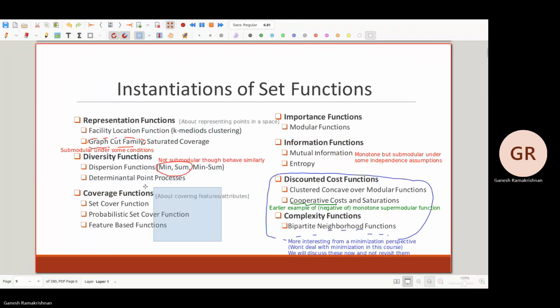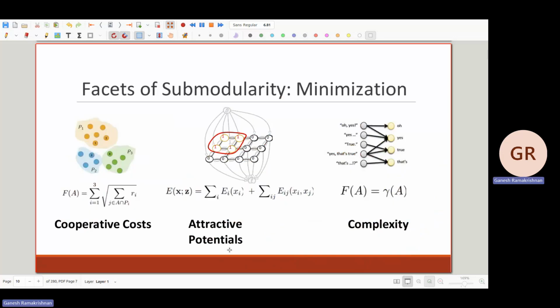Coverage functions are about covering features or attributes, and we'll talk about that very briefly. And there are a couple of other functions like discounted cost functions. They are interesting from a minimization perspective, not really maximization, so we will not deal with those in the class. But we have taken these examples in the motivational classes: discounted cost function, cooperative cost, bipartite cut functions we talked about. These are minimization, okay? Cooperative cost.